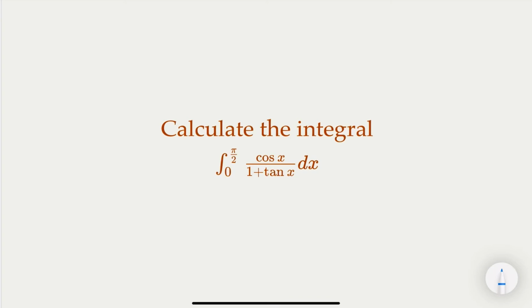So how would you do that? You can pause the video and try to think about if you are able to solve this problem and then come back.